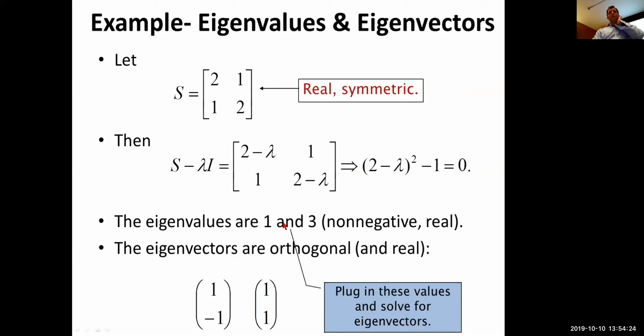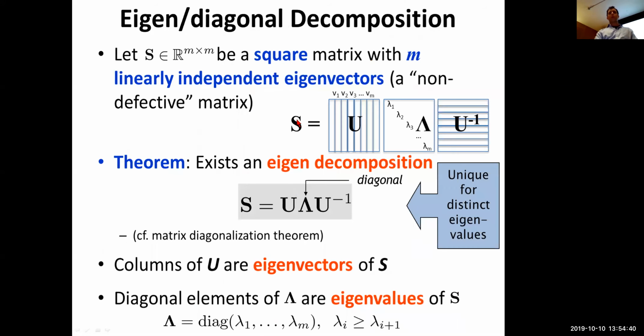So these are the eigenvalues, and the eigenvectors are both orthogonal and real. One is pointing in the up right direction, and the other is pointing in the up left direction, and they're orthogonal to each other. Everybody with me so far? Great. So you plug in these values, you solve for the corresponding vector, and that's what you get.